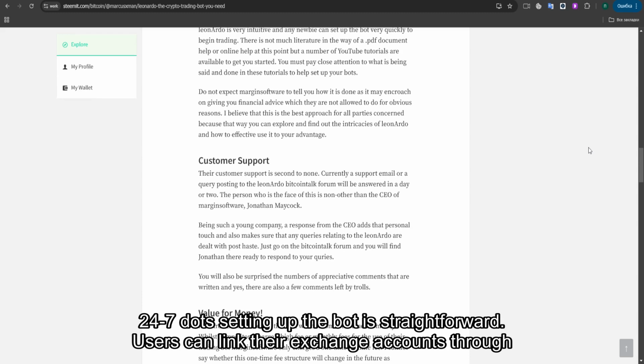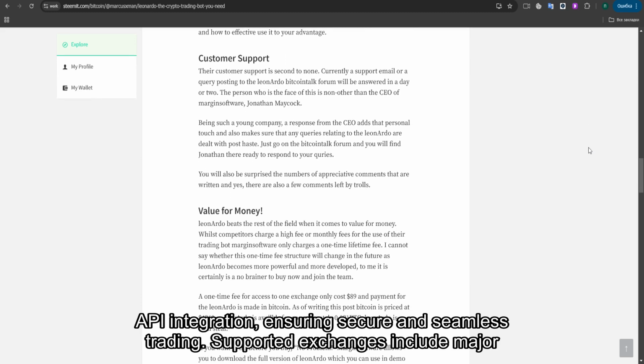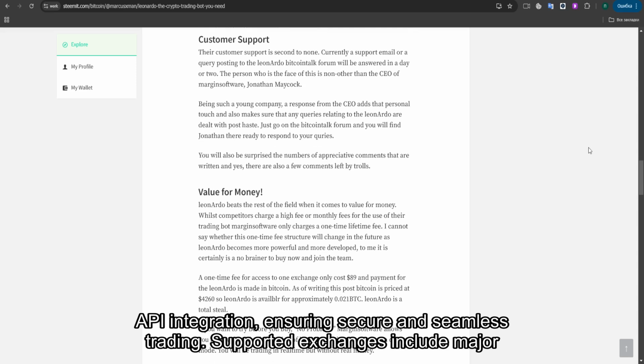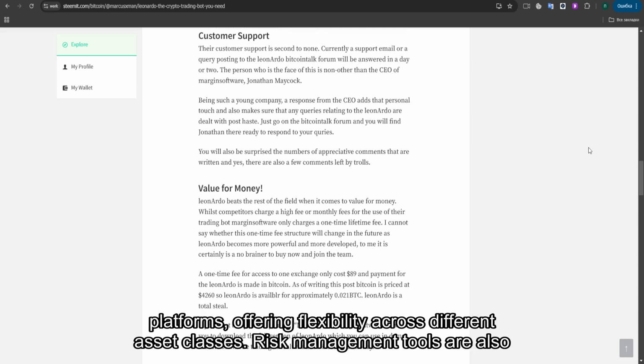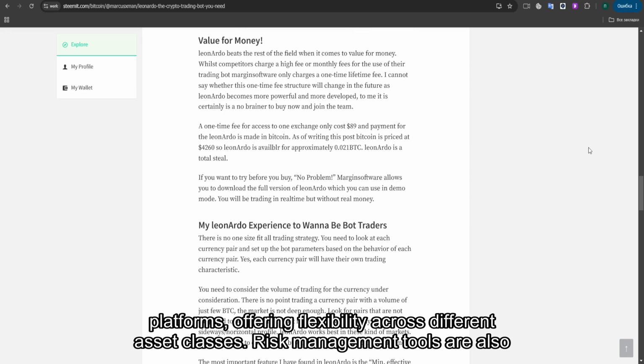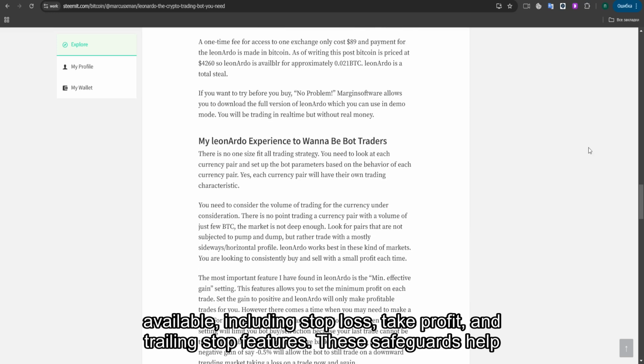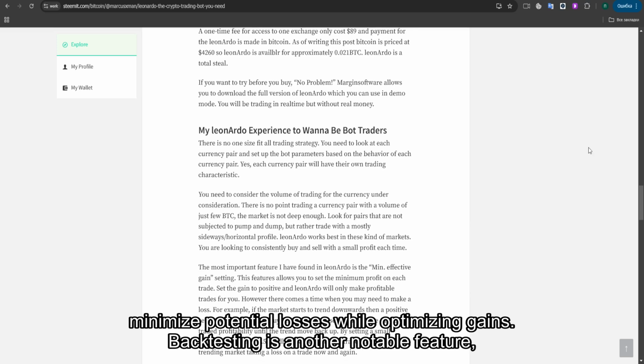Setting up the bot is straightforward. Users can link their exchange account through API integration, ensuring secure and seamless trading. Supported exchanges include major platforms, offering flexibility across different asset classes. Risk management tools are also available, including stop loss, take profit, and trailing stop features. These safeguards help minimize potential losses while optimizing gains.